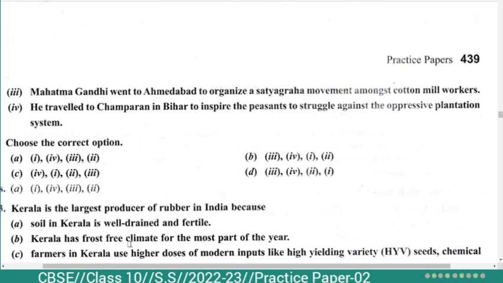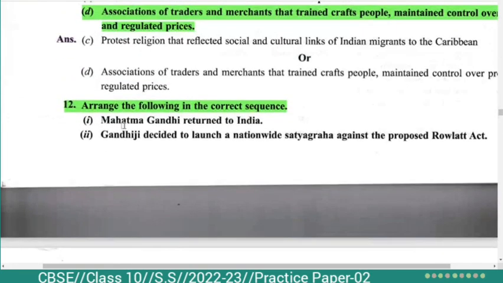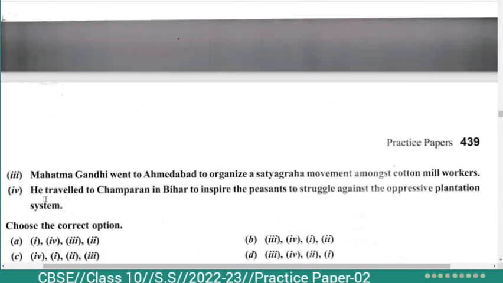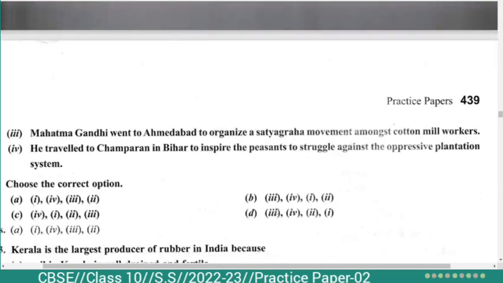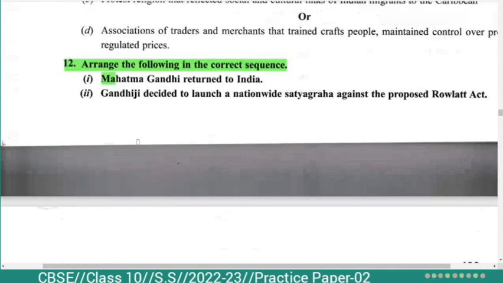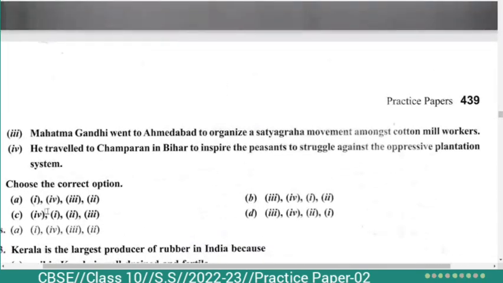So here the correct sequence is first one, Mahatma Gandhi returned to India. Second, he travelled to Champaran in Bihar to inspire the peasants to struggle against the oppressive plantation system. Next, Mahatma Gandhi went to Ahmedabad to organize a satyagraha movement among cotton mill workers. Lastly, Gandhiji decided to launch a nationwide satyagraha against the proposed Rowlatt Act. So, 1, 4, 3, 2 is the right answer. That is present in option A.